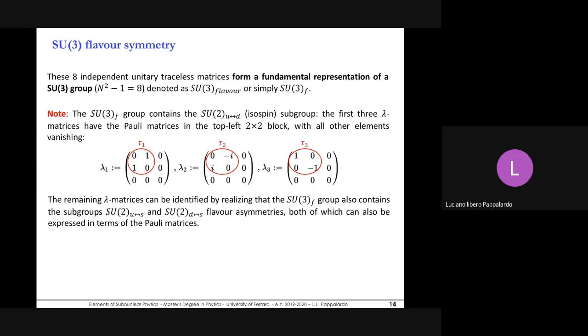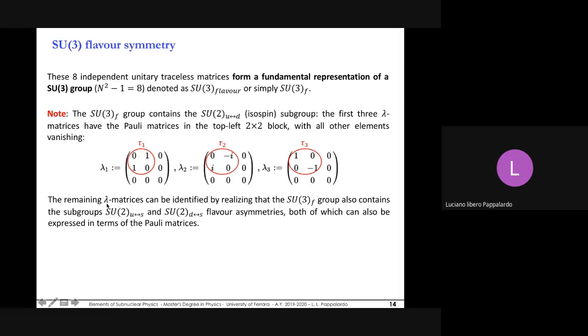What about now the relation between the Gell-Mann matrices and the Pauli matrices? The SU(3) flavor group contains as a subgroup the SU(2) isospin group. In fact, if you look now at the first 3 Gell-Mann matrices, lambda 1, lambda 2, lambda 3, they have the Pauli matrices inside, in the top left 2 by 2 block, where all the other elements are vanishing. So this, in a sense, tells you why the Gell-Mann matrices represent an extension into a larger dimensional space of what we already studied in the 2-dimensional space with the Pauli matrices.